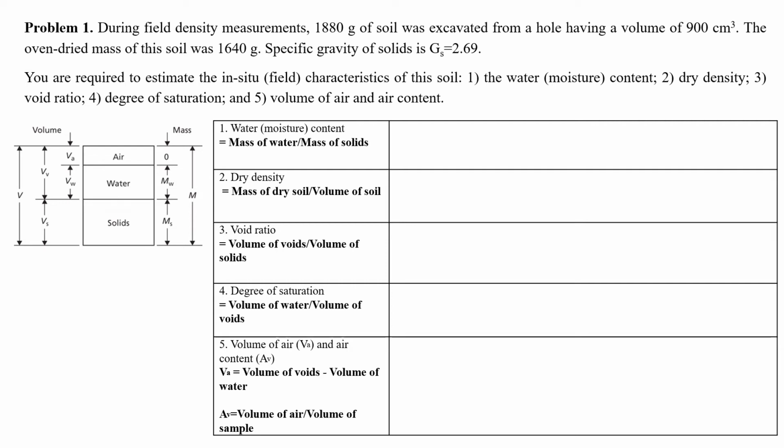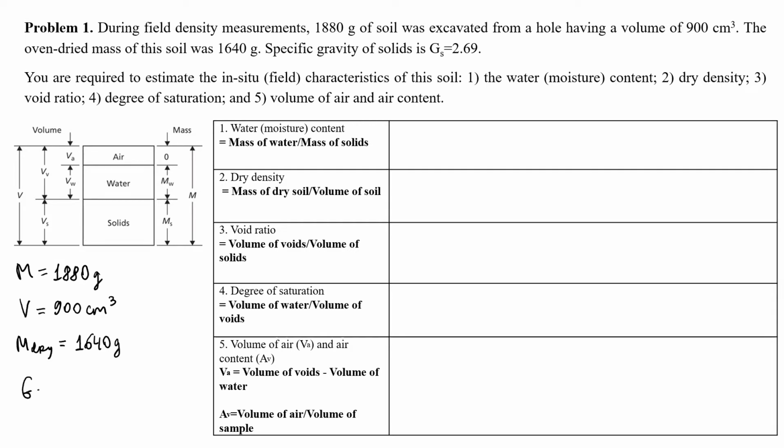This video will explain how to solve problems related to soil constituents, and we'll start with problem number 1, where there was a field density measurement and we obtained a soil with a mass of 8,880 grams. The volume of this soil was 900 cubic centimeters. And when the soil was dry, the mass of dry soil became 1,640 grams. And the specific gravity of this soil's solids is given to us.